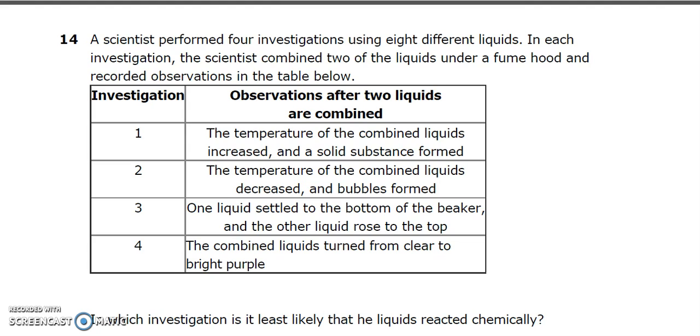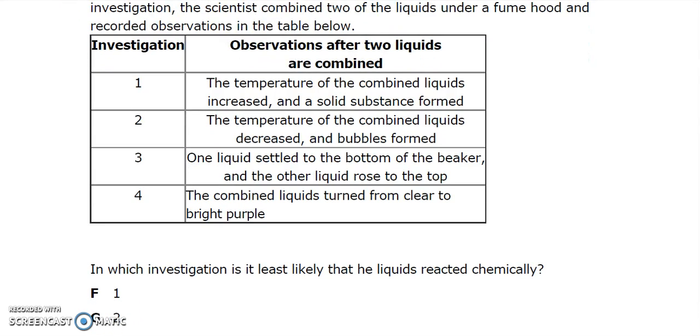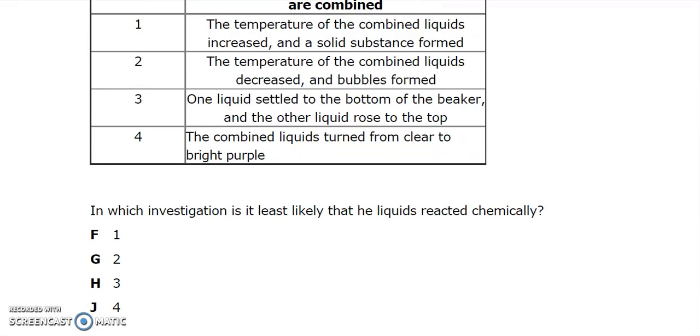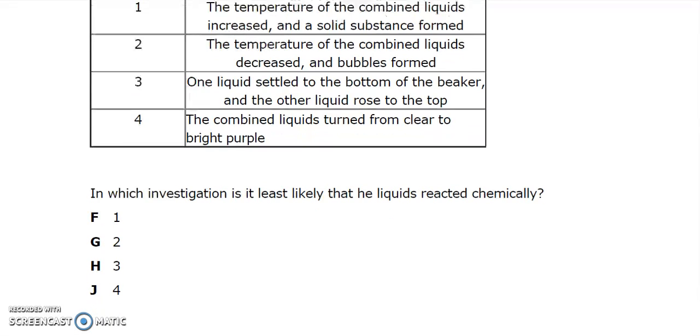Number 14. A scientist performed 4 investigations using 8 different liquids. In each investigation, the scientist combined 2 of the liquids under a fume hood and recorded observations in the table below. In which investigation is it least likely that the liquids reacted chemically? F, 1, G, 2, H, 3, or J, 4.